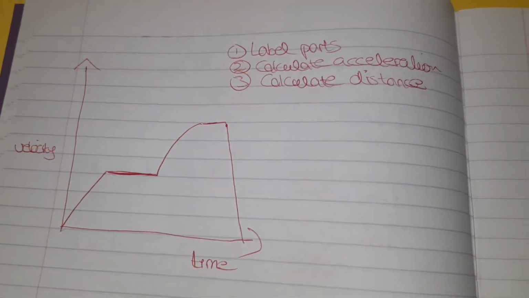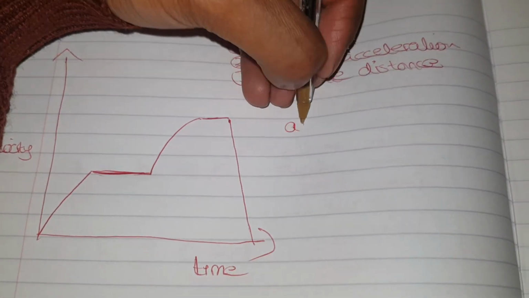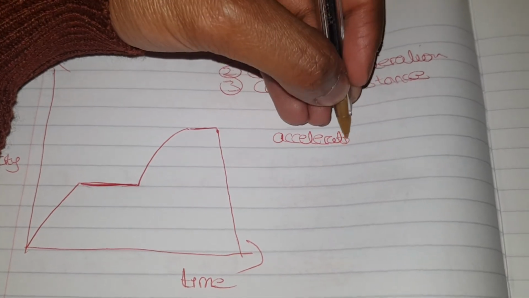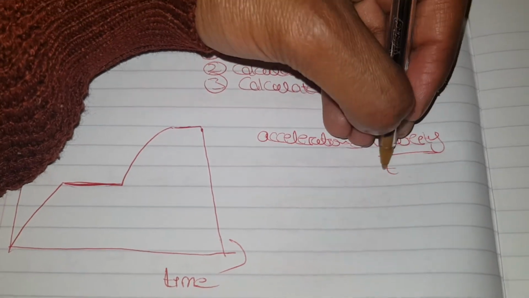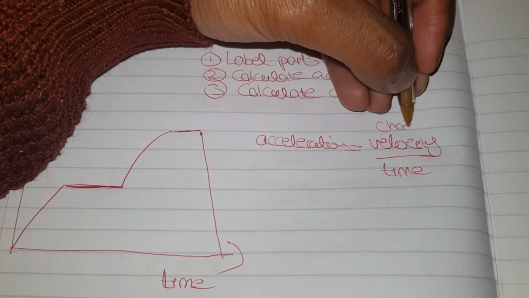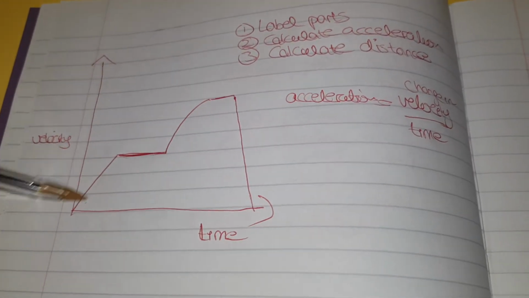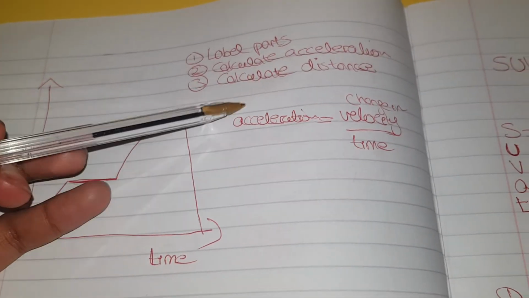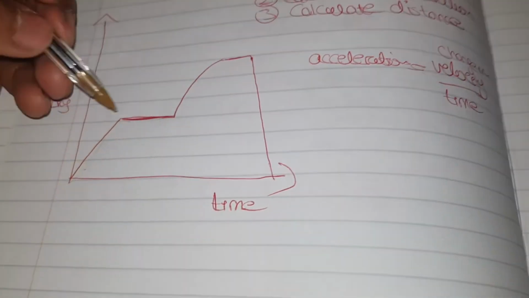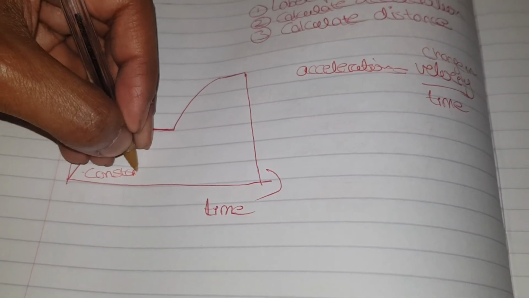Alright, so if you look here, this is a velocity time graph, which is a bit harder. Let's label the parts. What we need to understand is that acceleration is equal to your change in velocity over time. Now this is very important. So what we have here is velocity divided by time, which means it represents acceleration. If this line is constant, that means acceleration is also constant. So you write constant acceleration.